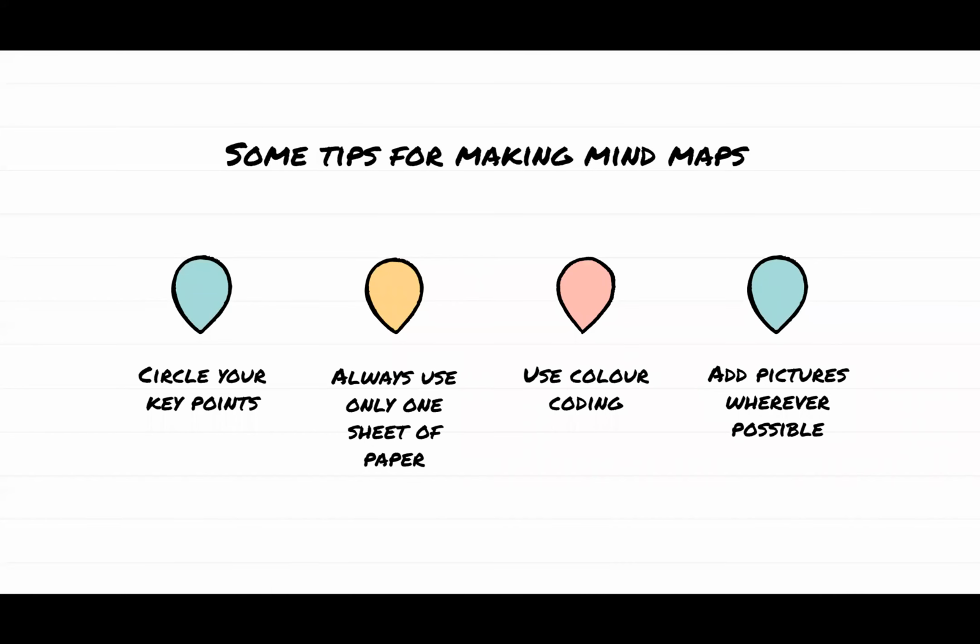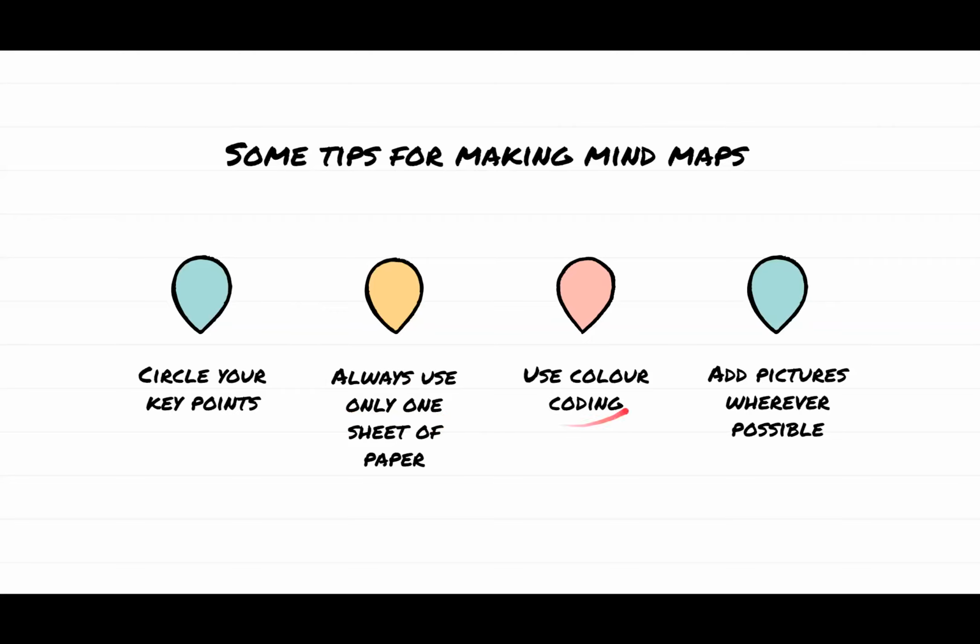Now, here are some tips for making a mind map of your own. Remember to circle your key points. This really helps them stand out and make sure that you do not confuse your structure. Always use just one sheet of paper. As you might already know, the whole purpose of making a mind map is to have all your information concisely presented. The entire point is to be able to see all of your information in one place. So if you end up using two, three, or any multiple sheets of paper, it kind of defeats the purpose. So make sure you're using only one sheet.